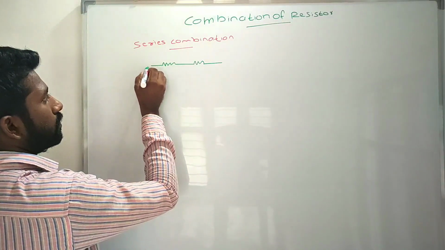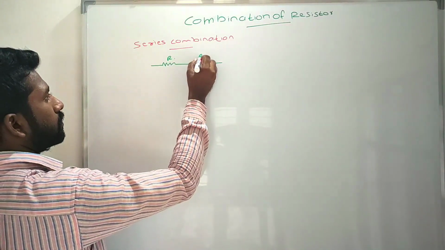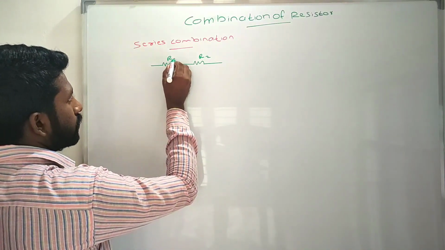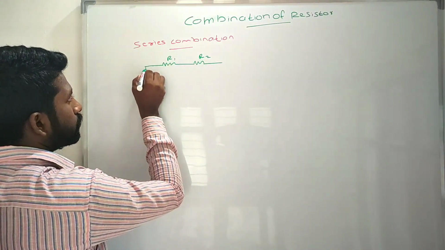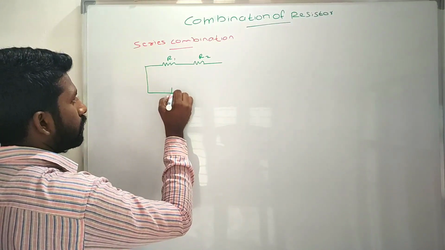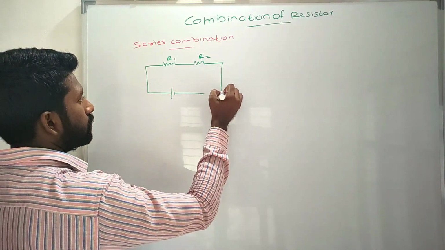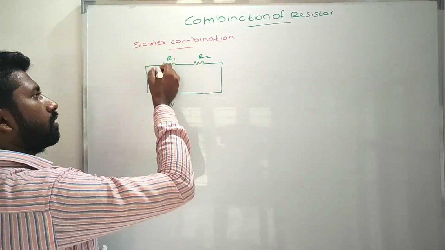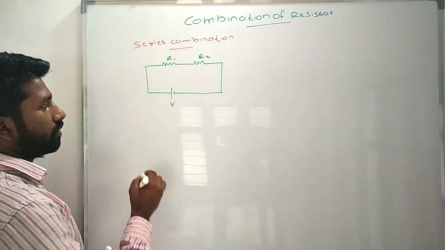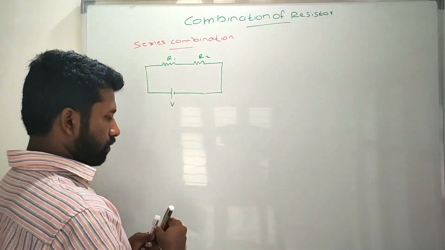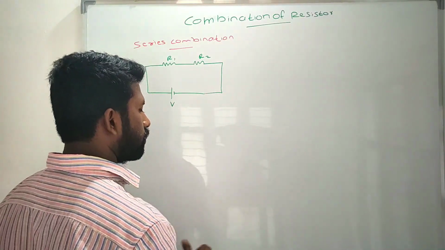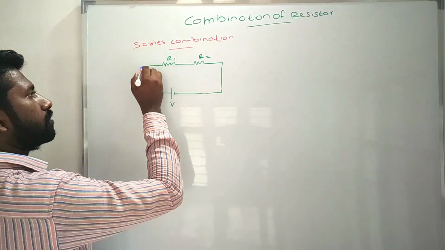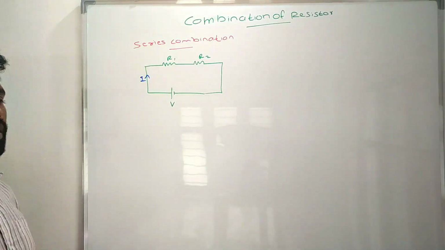So listen here, this is a resistor R1, this is a resistor R2. One end of R1 is connected to one end of R2. Clear? This entire network is connected to a voltage source V. This is my combination. Here this voltage source, that is a battery, will supply a current I. And how much is the current that flows through R1 and R2?